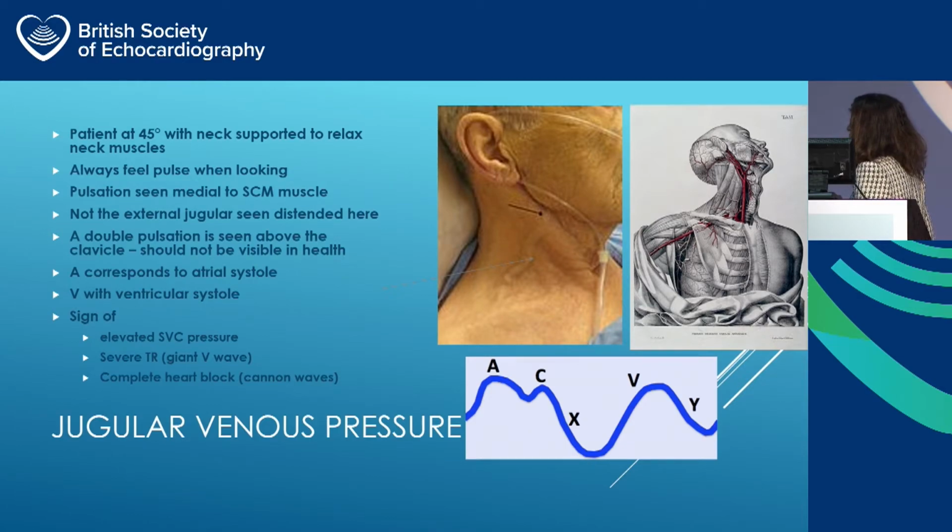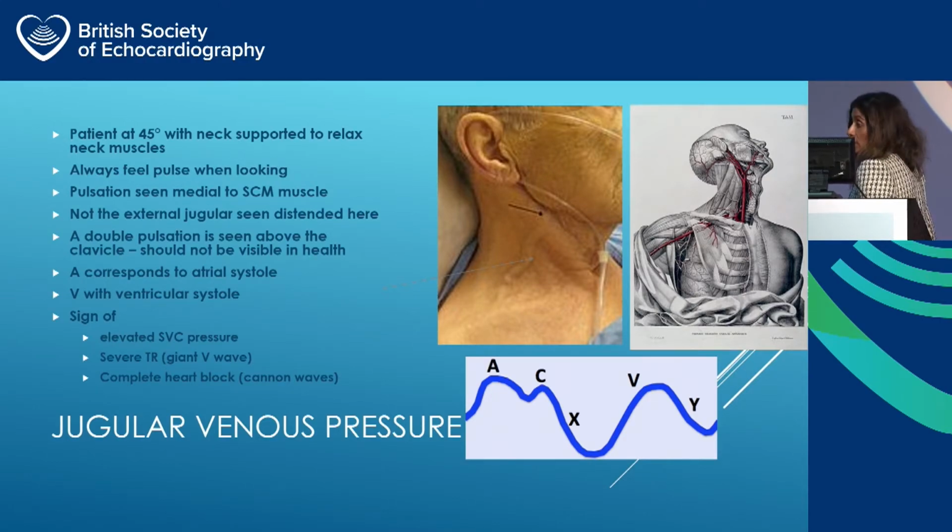So whenever you're looking at the JVP, your hands aren't flapping uselessly by your side. One of them is feeling the pulse, the arterial pulse, either at the wrist, at the brachial point, or even a really lovely place is just hooking your fingers behind the clavicle and you can feel the pulse of the subclavian artery there. It's quite a comfortable place for the patient as well. And then you look for this double pulsation.